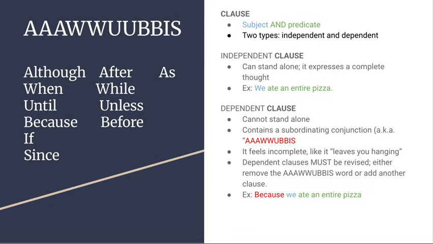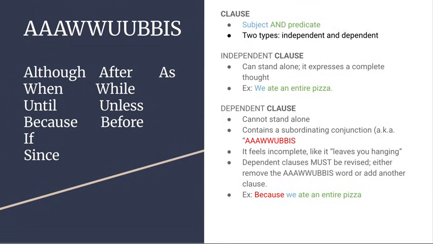I'm going to cover first the difference between independent and dependent clauses. So a clause, first of all, when we say that word, we mean that we have a subject and a predicate. And then you have to note the fact that there are two different types of clauses. So we can have an independent clause and a dependent clause.